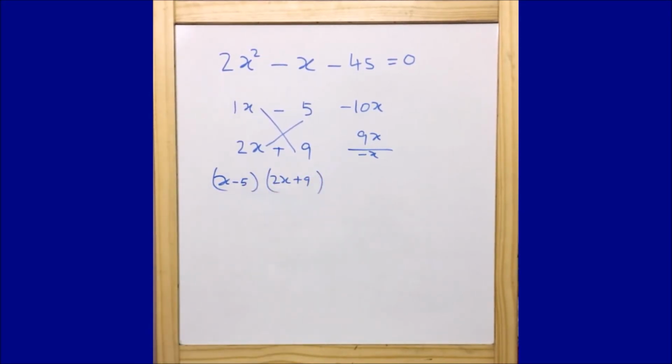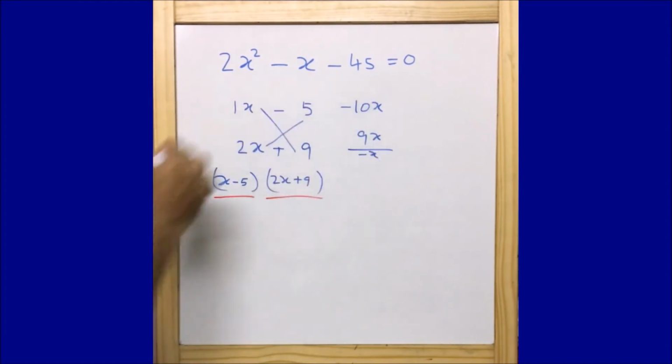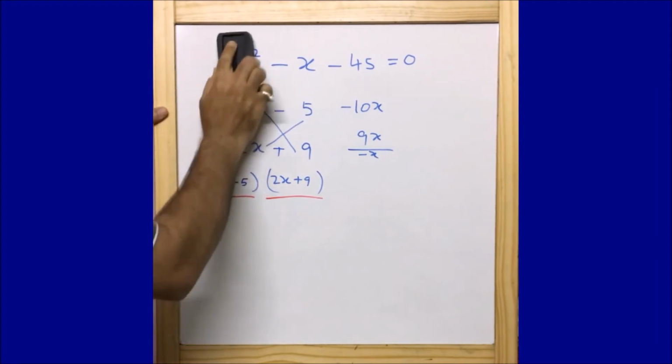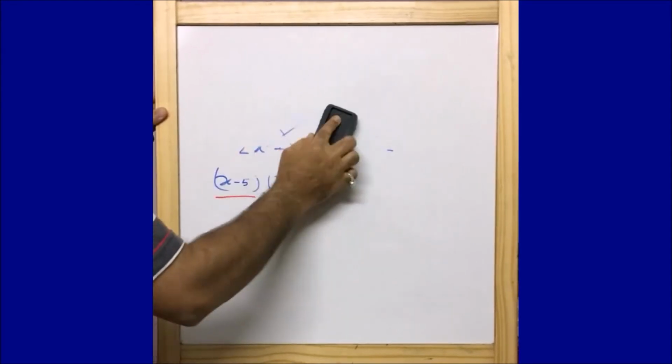Don't you feel that this is easy? See how quickly we are able to find out x minus 5 and 2x plus 9 are the factors of this equation. Now let us move ahead and quickly do one more equation so that we will be very sure and our hands will open and we can do it more clearly.